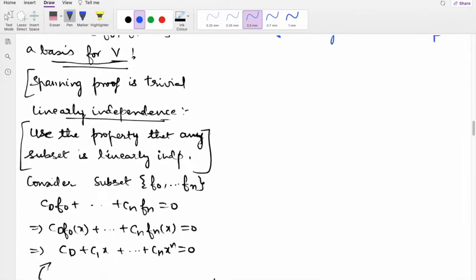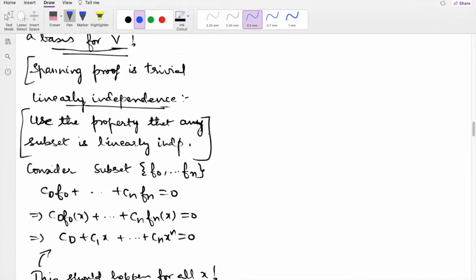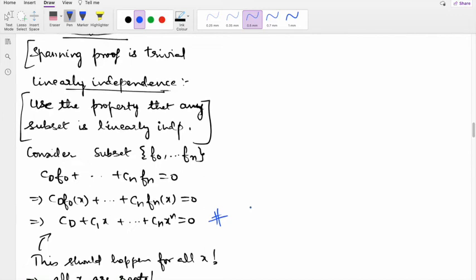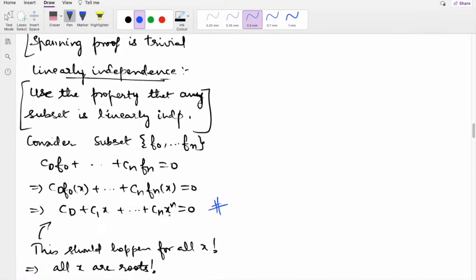So I'll choose one subset, let's say f0 to fn, and I'm looking at this particular equation, that is c0 f0 plus ... plus cn fn should be equal to 0, which basically means c0 f0 of x plus ... plus cn fn of x should be equal to 0. You substitute what f0 to fn of x are, and you get a polynomial equation like this. Now, this should be true for all x.